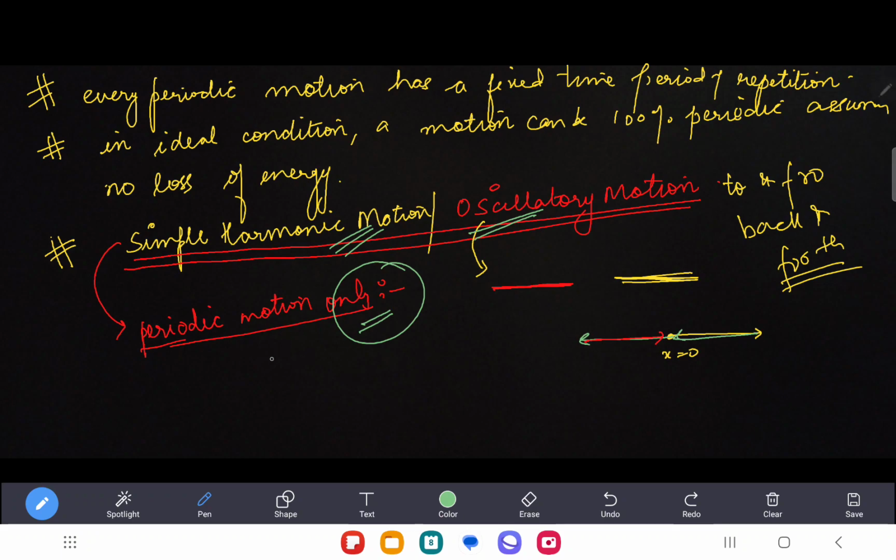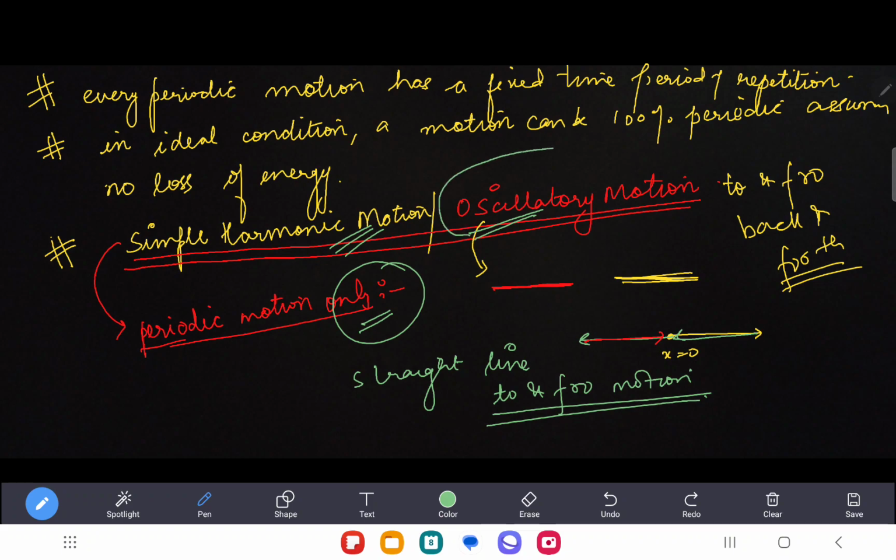Basically, periodic motion is vast, but we have to deal with only the straight line to and fro motion. Understood or not? And we have to study what the equation is.